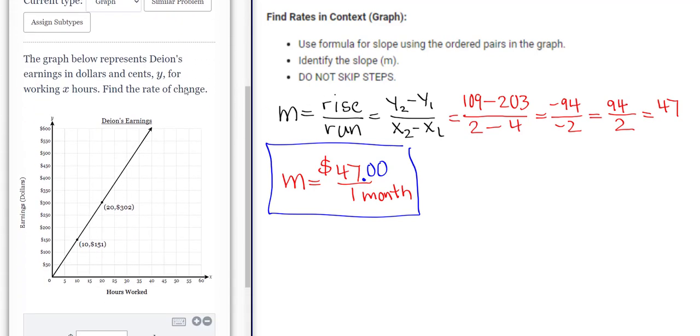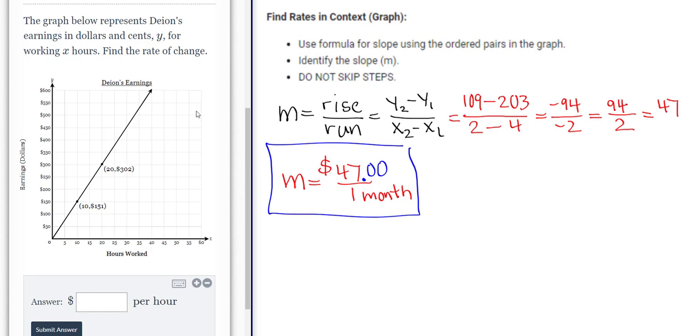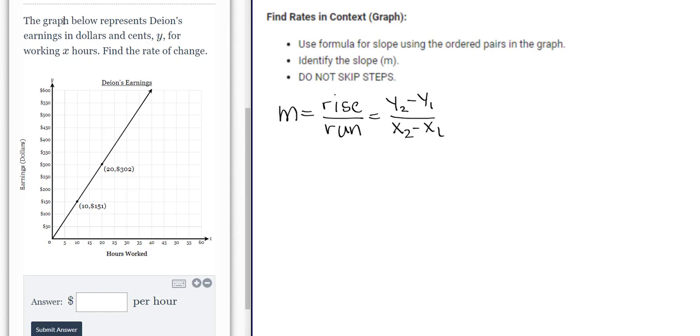Okay, here's another one. Let's try one more. The graph below represents Dion's earnings in dollars and cents, y, for working x hours. Find the rate of change. So here's Dion's earnings. X-axis is going to be hours. Y-axis is earnings that's expressed in dollars. We again do have 2 ordered pairs. It looks like one goes through the origin. I could use that, but I want to be safe, and I'm going to choose the 2 points that they gave us. Notice that our answer is in dollars per hour.